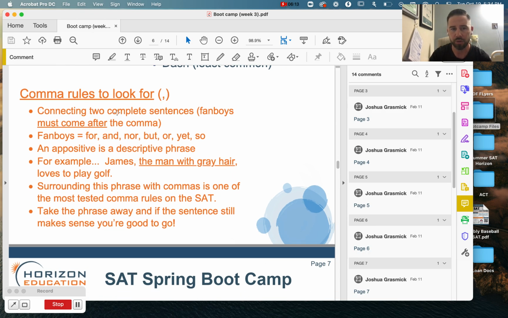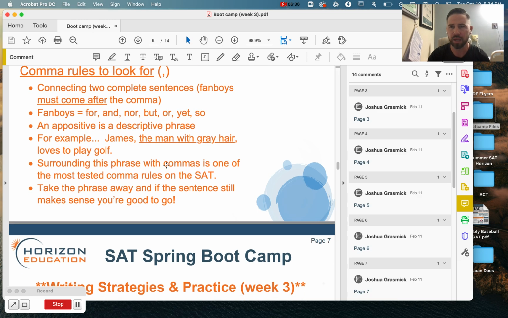Okay, so here are our comma rules. Now the comma, you're usually going to see a fanboy after the comma. When I talk about the fanboys, it's for, and, nor, but, or, yet. So those are our fanboys, and they come after the comma. You will almost always see the fanboys after the comma, like 80 to 90% of the time. So just be mindful when you see a comma, is there a fanboy after, or not?